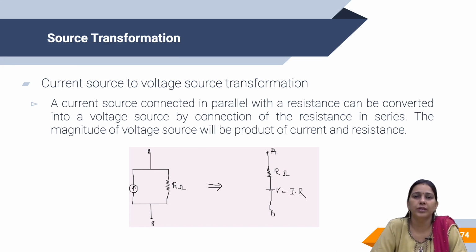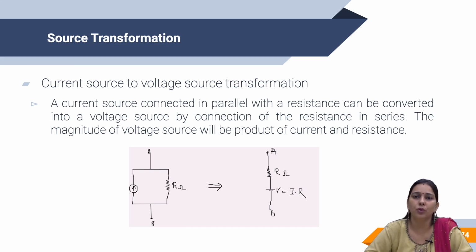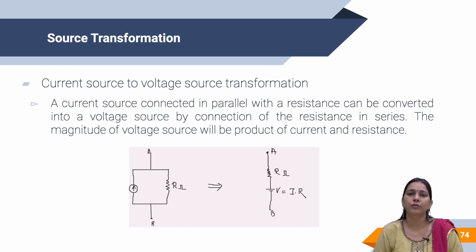So, a current source connected in parallel with the internal resistance can be converted to a voltage source by connecting a resistance in series with the voltage source, and the magnitude of the voltage source will be the product of the current and this particular shunt resistance, that is V equals IR. The magnitude of the resistance connected in series will be equal to the value of the shunt resistance of the current source.